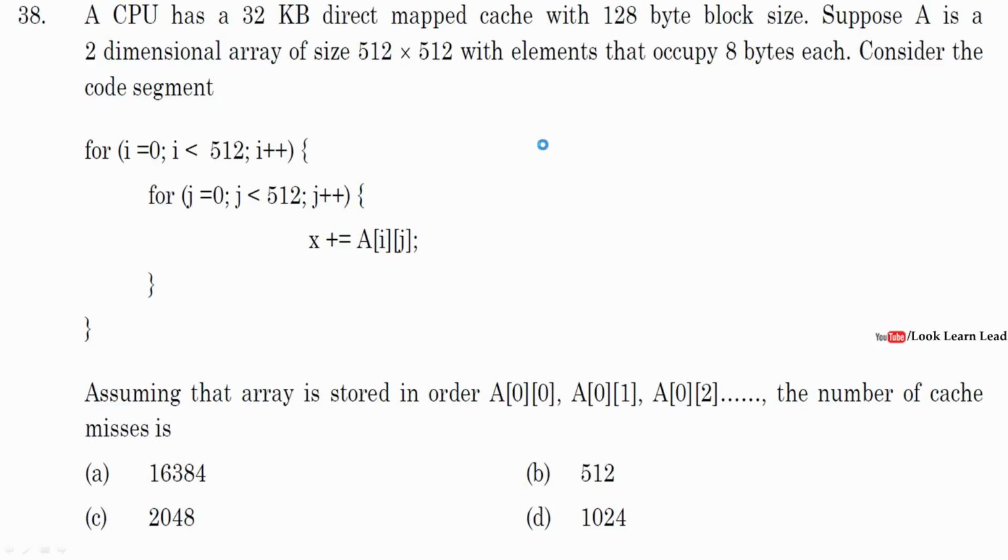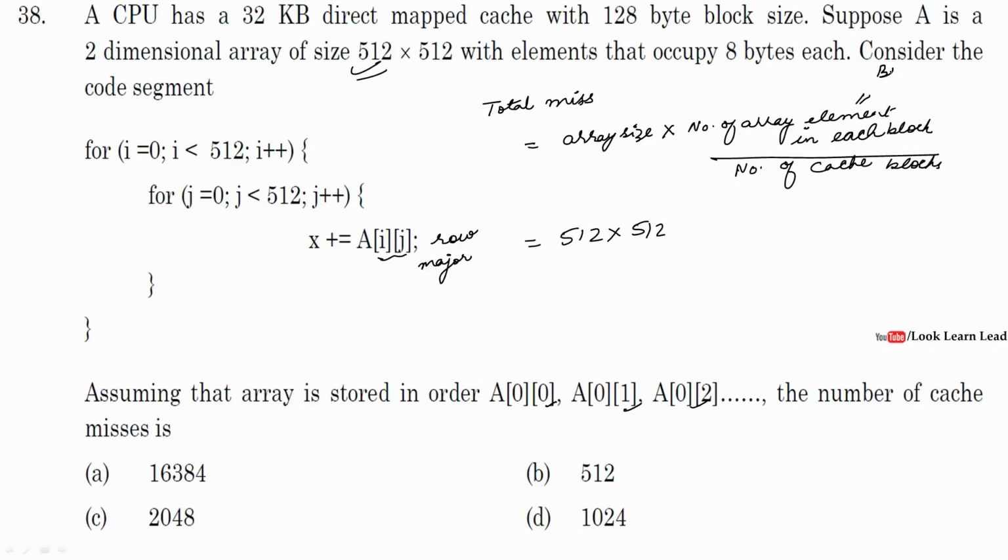Suppose A is a two-dimensional array of size 512 into 512 elements that occupy 8 bytes each. Consider the code segment. Okay, C, this is row major. This is arranged in row major because the row is fixed and the column keeps changing: 0, 1, 2. So now the total miss for this process would be array size into the number of array elements in each block, which is block size upon element size.